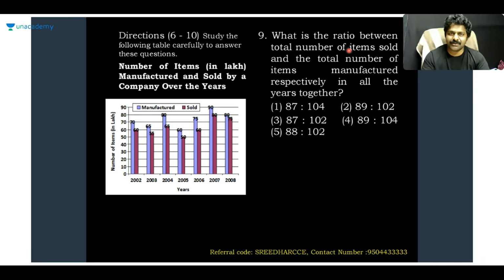What is the ratio between total number of items sold and total number of items manufactured respectively? Total number of items sold, we already know that, 445. Items manufactured are 520, sold are 445. Now, look at your options. Your second numbers are hundreds. 520 converts to 104 if you divide by 5, and 445 divided by 5 is 89. So 89 by 104, answer is the fourth option.